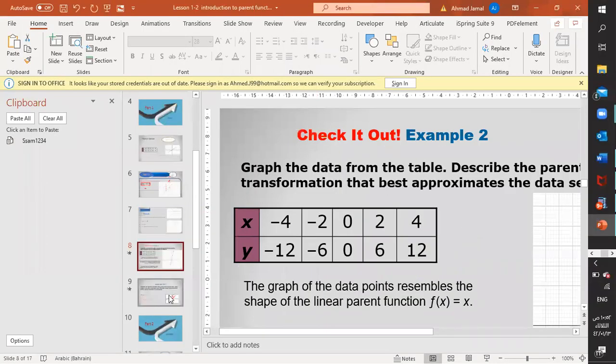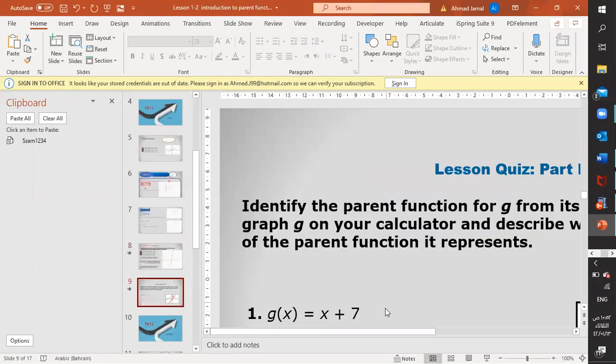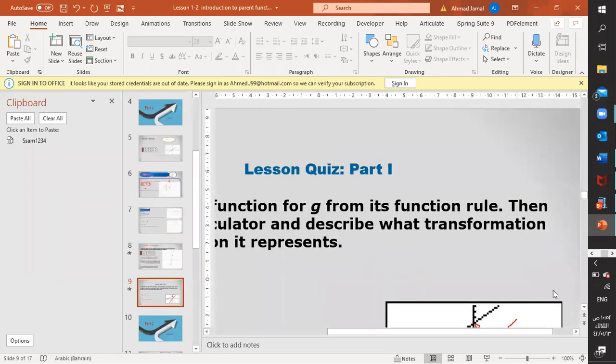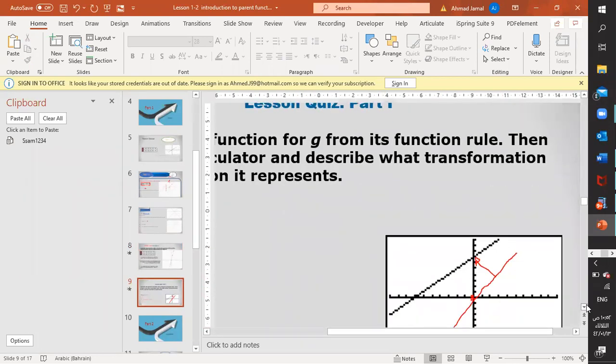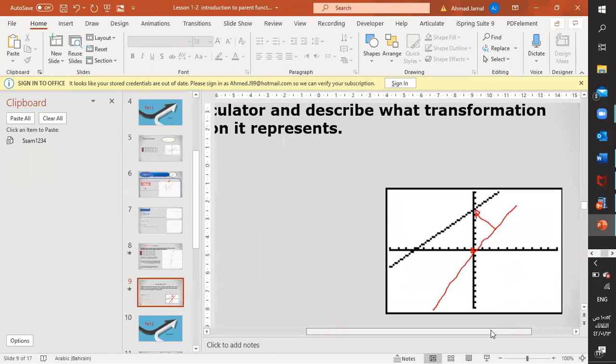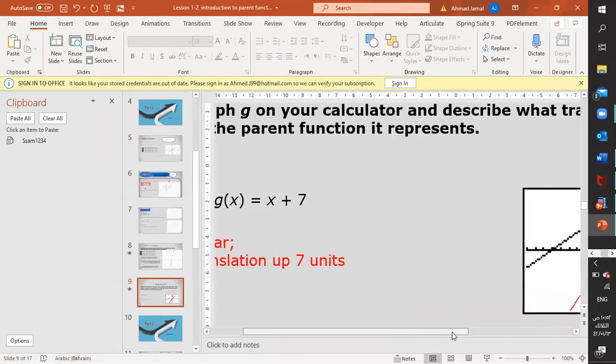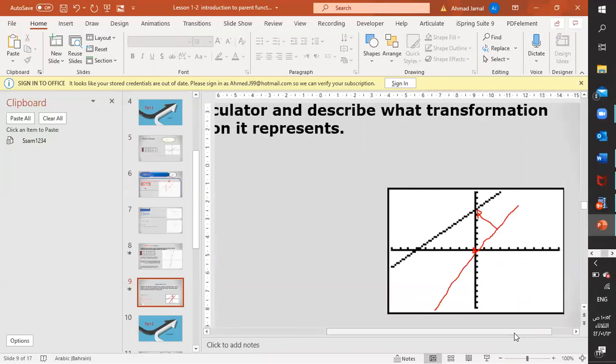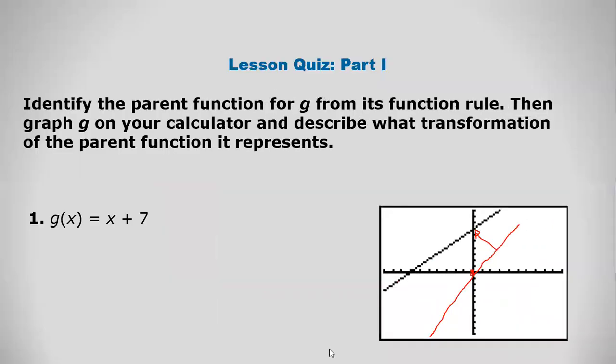Okay, the last idea for my lesson is a quiz part you can try to solve. If we have this function, x plus 7, describe it and determine the parent function by using a graphing calculator. What is the meaning of the parent function? Yes, this is a line, so the parent function is linear. This is the original, I know it.